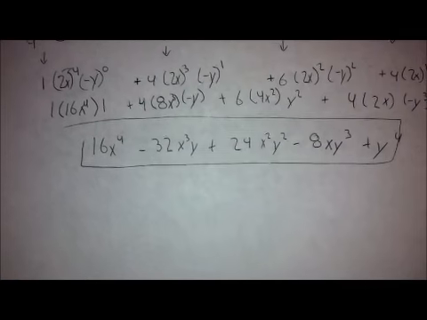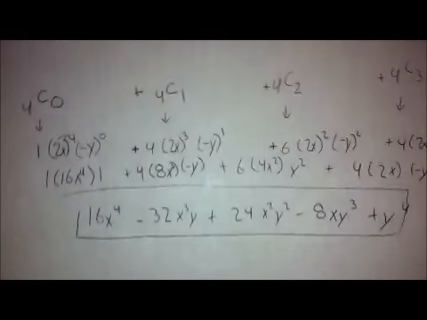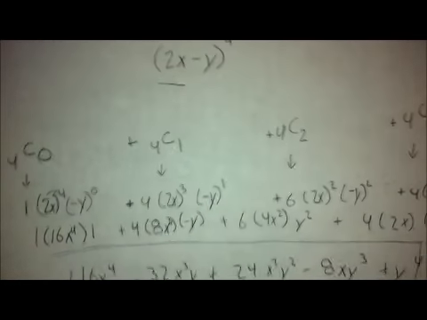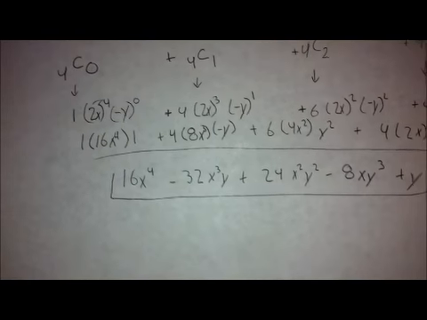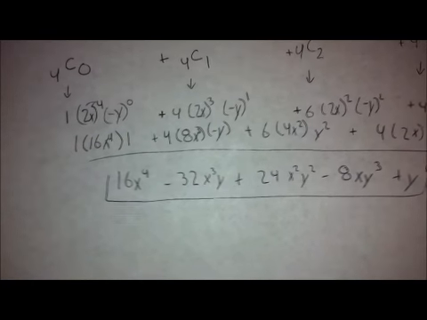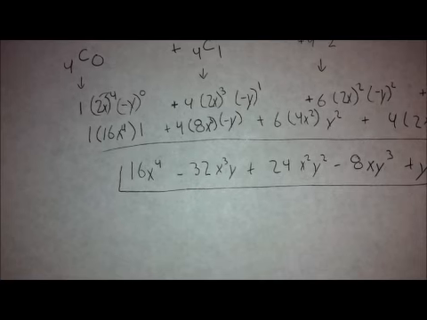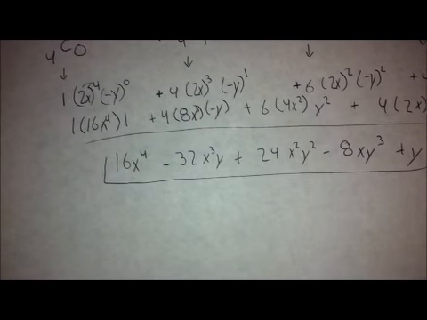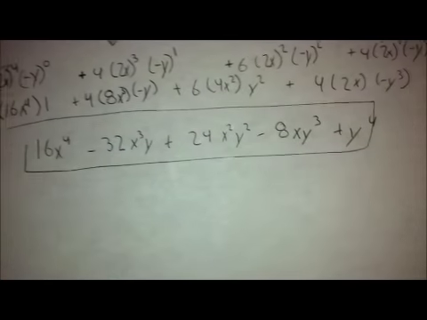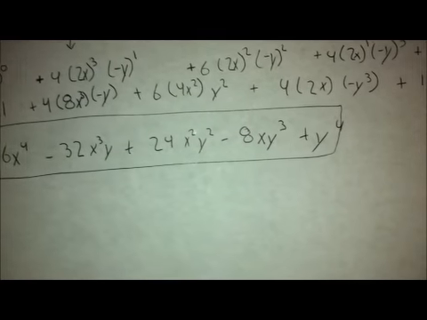We are now completely finished with expanding our binomial 2x minus y to the fourth, and we have gotten 16x to the fourth minus 32x cubed y plus 24x squared y squared minus 8x y cubed plus y to the fourth.